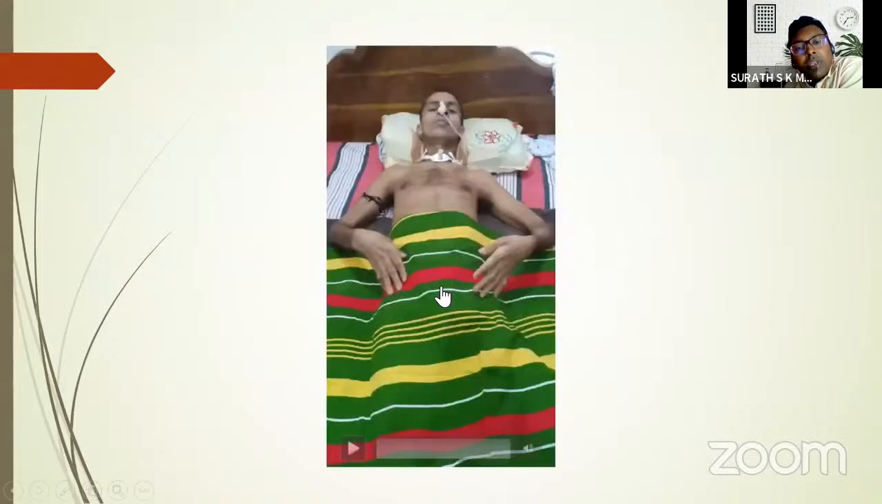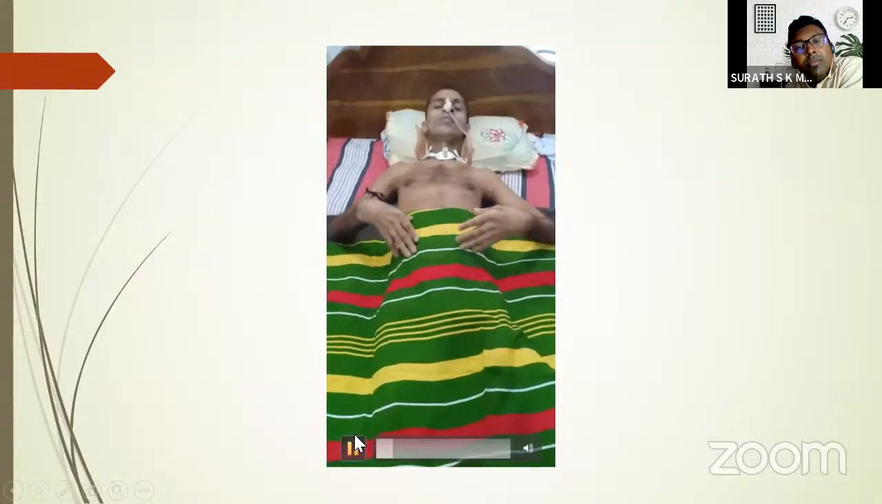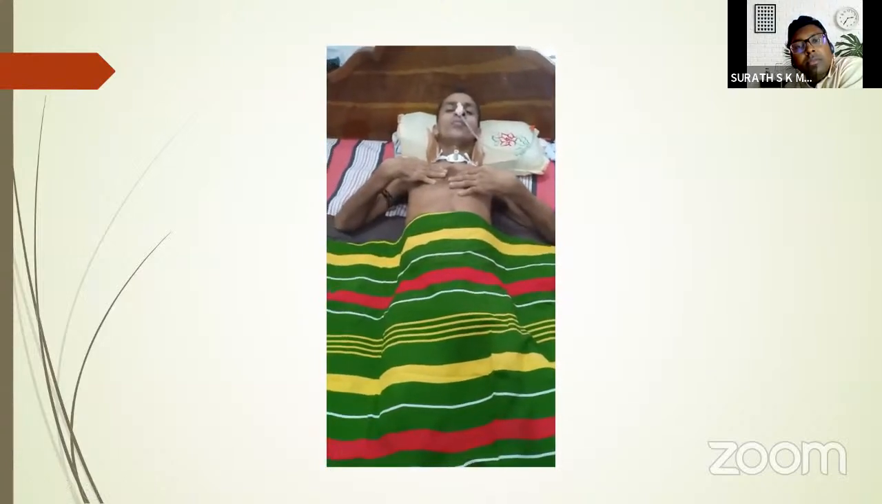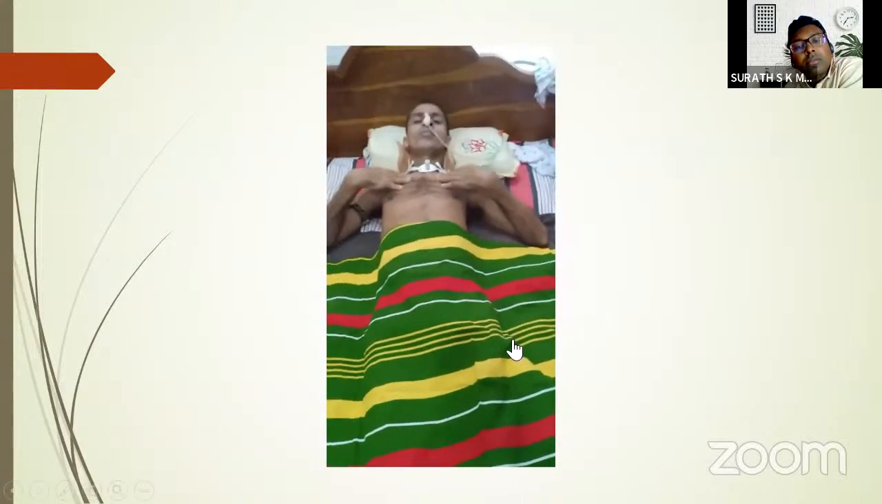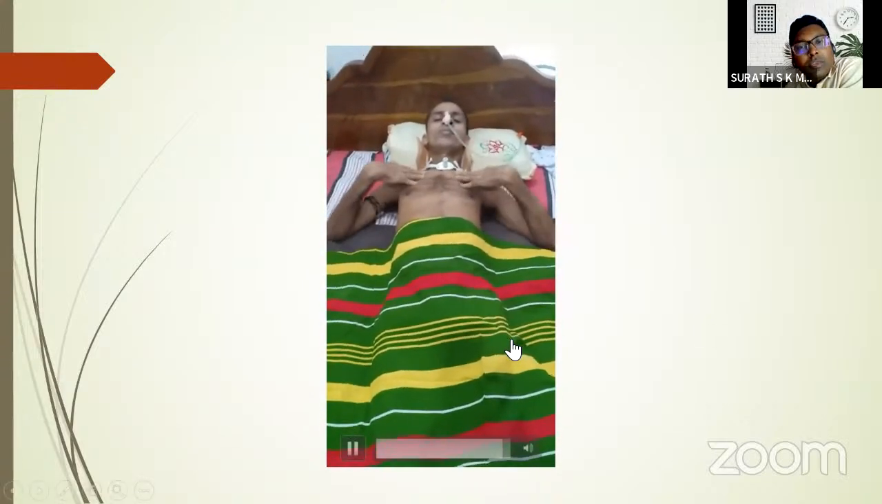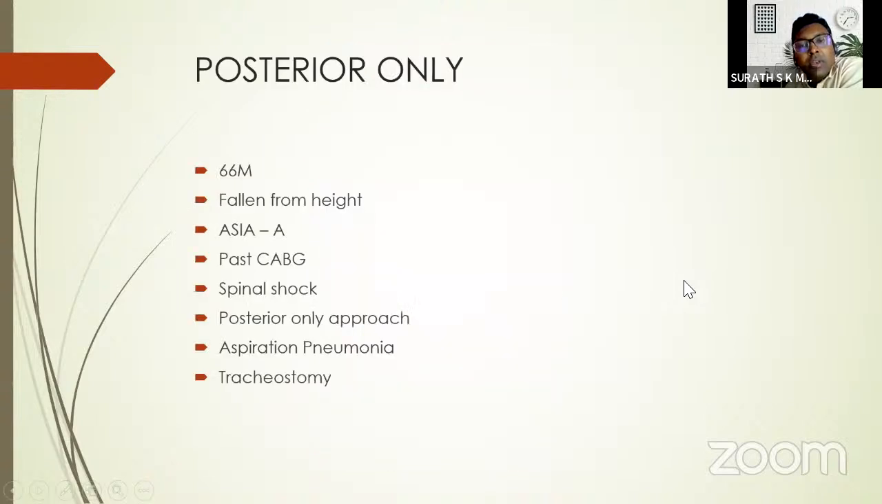So this is at 1 month, and this is at 3 months. You can see he is wasted, still on a tracheostomy, not much improvement. So that's what we said: the quality of life is not that great, right?